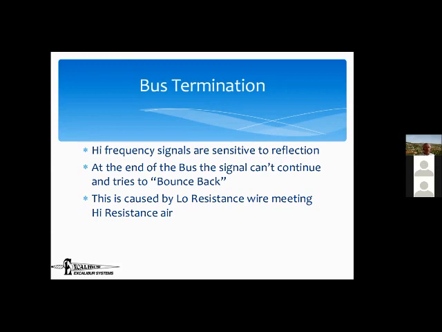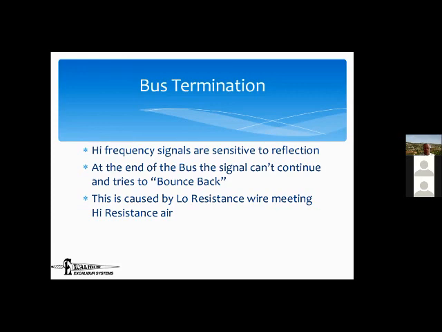Now, when it hits the end, what is it supposed to do? It turns out that electrons, and that's really what the signal is, electrons moving through the wire, like moving through wire. That's called conductivity. Copper is an excellent conductor of electricity. And therefore, conductor means that the electron is happy to move through it.